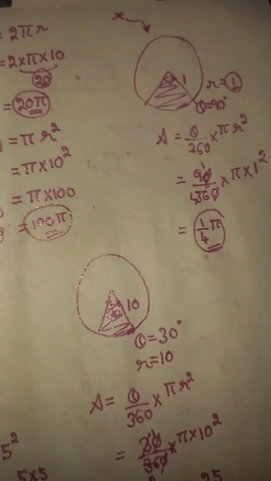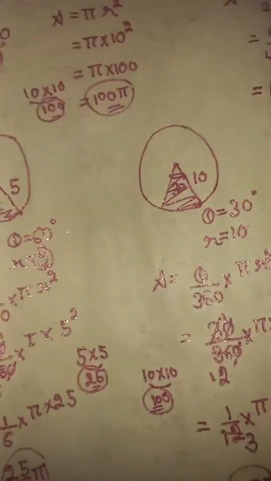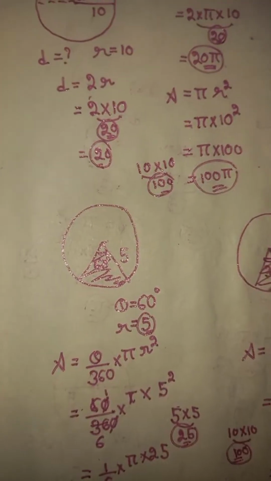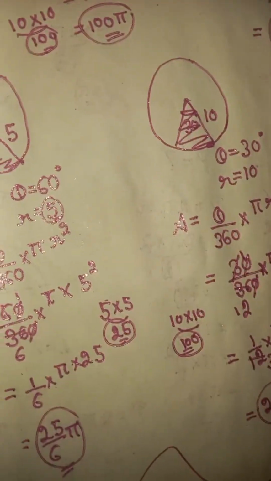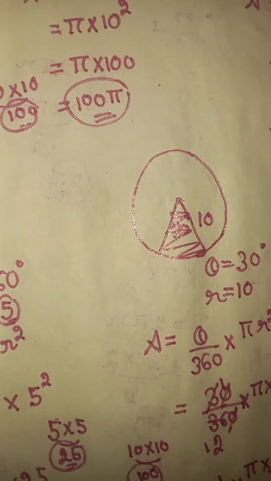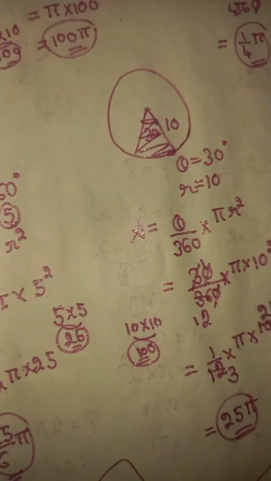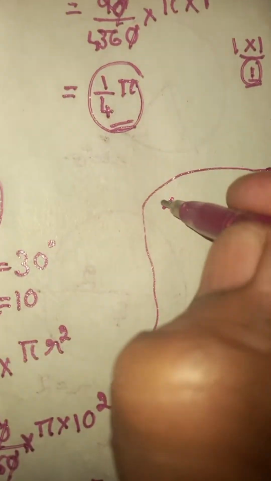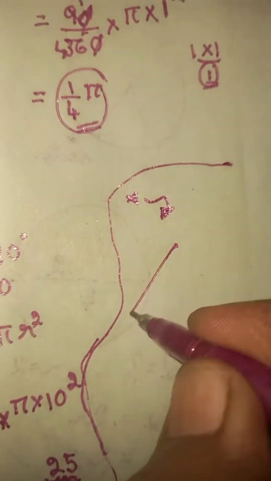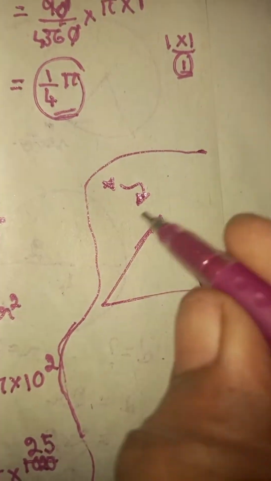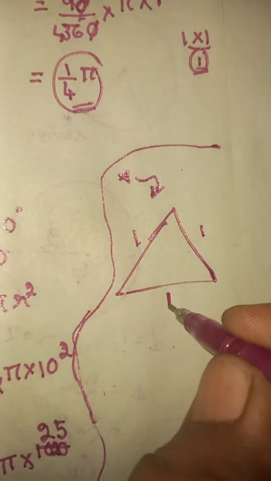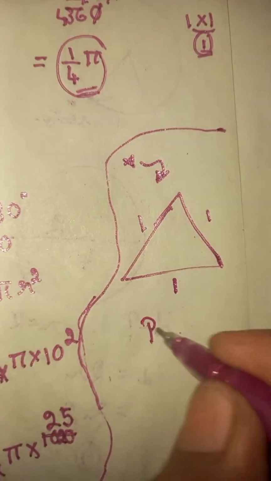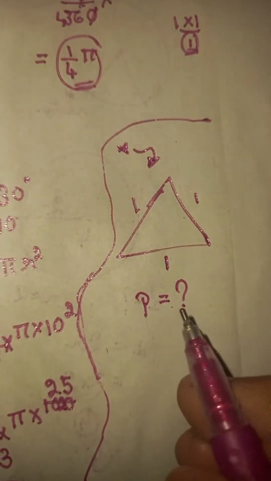Let's start a new problem. Here I am going to tell about equilateral triangles and how to find the area of those equilateral triangles. Let's start by doing this. In this equilateral triangle they have given all sides as 1 unit. You need to find out first the perimeter of this triangle.